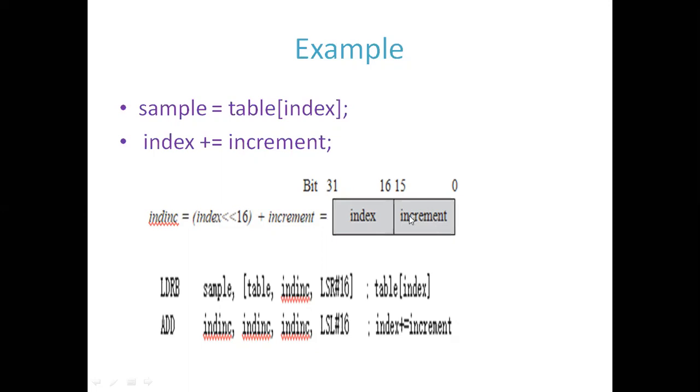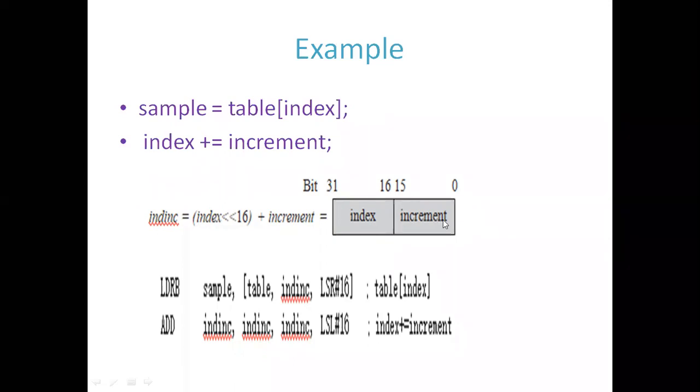But one thing is how to make use of this. One thing is that you first insert the index into a register, right? So the index will be put into the lower order 16 bits. Then what you do is you left shift it by 16 bits, and the index will come here.